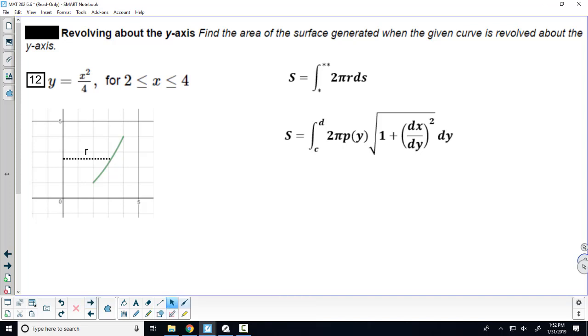So our integral, we're going to have s equals. So let's take a look at these points. So if we're going to switch this and integrate with respect to y, if we plug in x equals 2, we're going to get a y value of 1. So that's 2 comma 1. Plug in 4, and that's going to be 4 comma 4. So we'll integrate from 1 to 4 along the y-axis. 2 pi. Now r is a horizontal distance. Horizontal distances are differences in x values. So we need to write either endpoint here as an x value. Over here we have x equals 0. Over here we have x equals 2 square root of y.